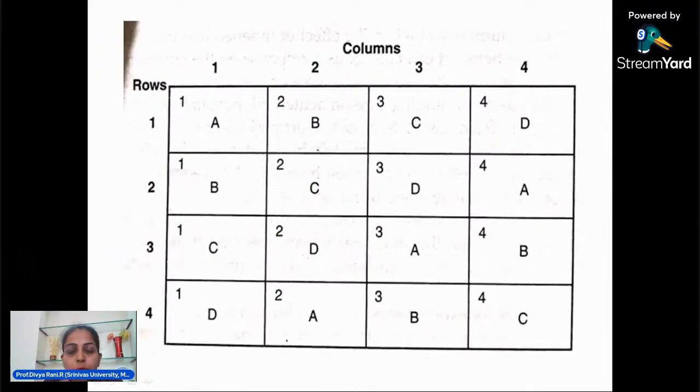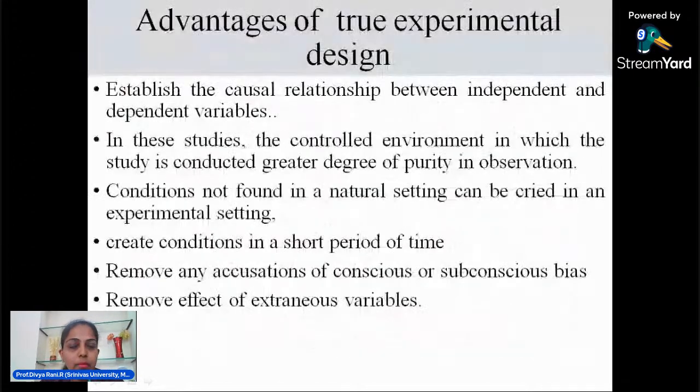So you can see this square. There are 4 rows and 4 columns. The rows will be considered as the patients, and the columns will be considered as the different creams used for dermatitis. So each particular individual will be given all the 4 creams. So the effectiveness of all the 4 creams will be checked in each one individual. So such a design you call Latin square. Next slide, please.